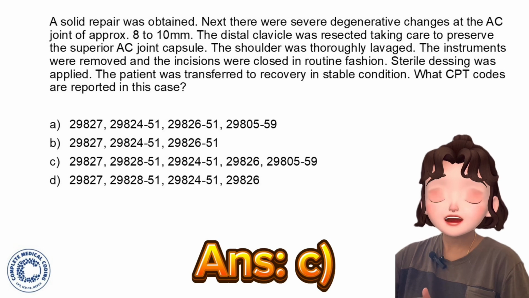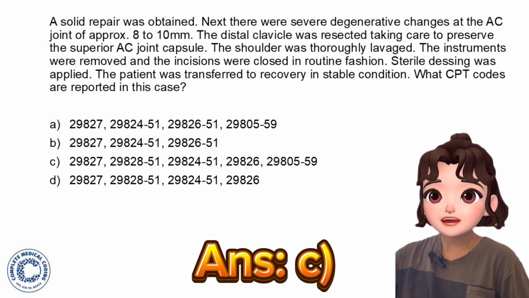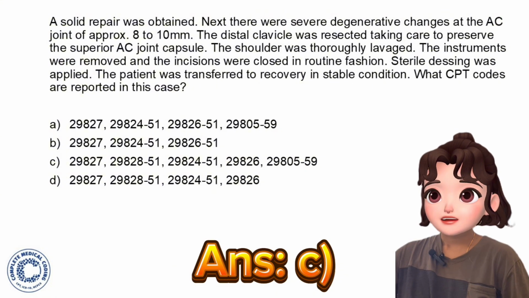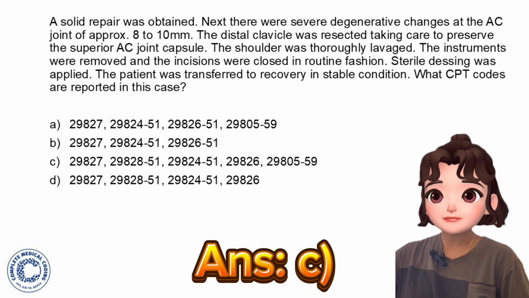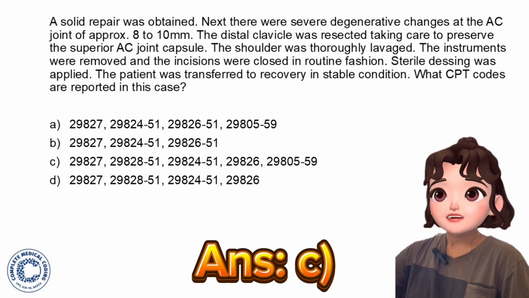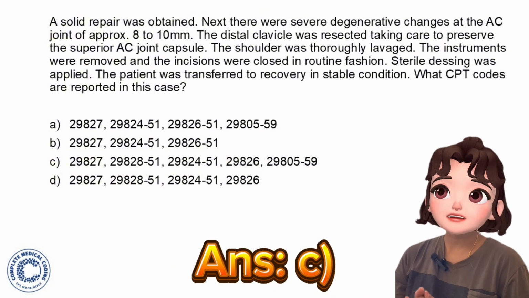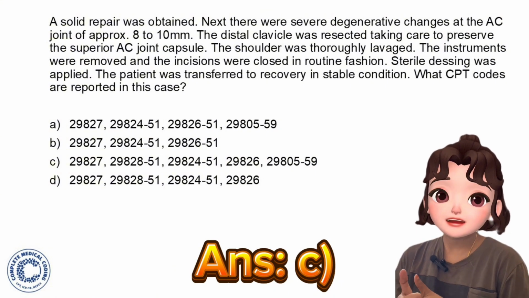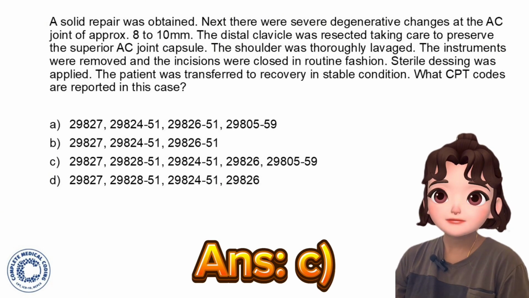If you check option A, there is no biceps tenodesis code marked. So that is wrong. So the correct answer will be option C. And if you check the codes 29824 and 826, append only one code with modifier 51 to represent it as a multiple procedure. So the answer is option C here. Okay. I know that you will be getting some confusion while finding out the answer. You can mark it in the comments. I will reply back to you soon.